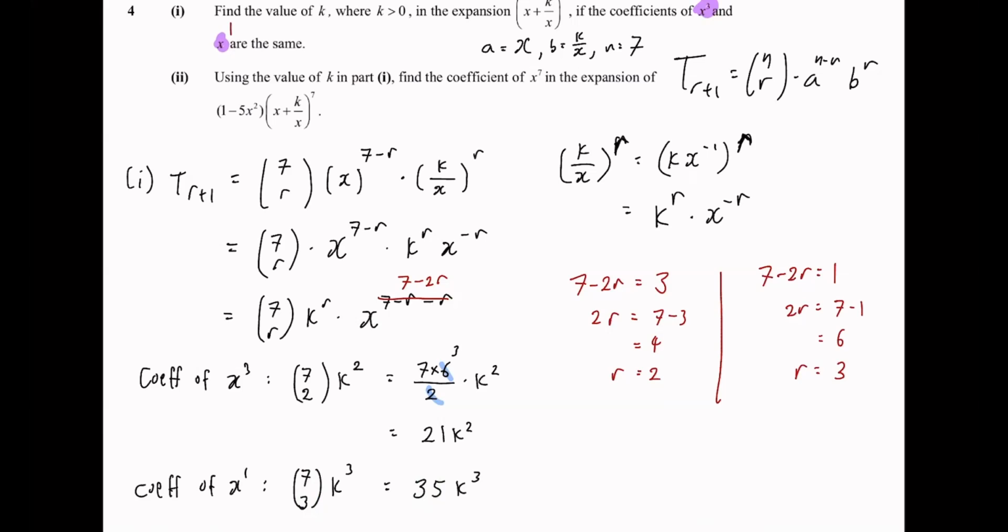Okay, so now the coefficients of X cube and X, they tell you they are the same. So what can you conclude about these two values? 21K squared and 35K cube, the coefficients are the same, so they are equal. Yes?